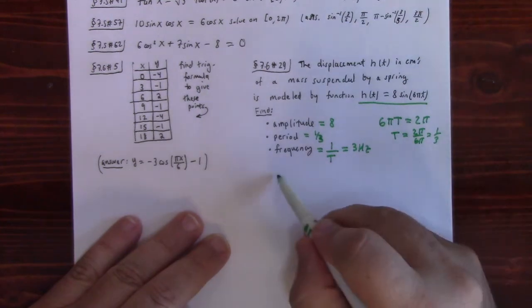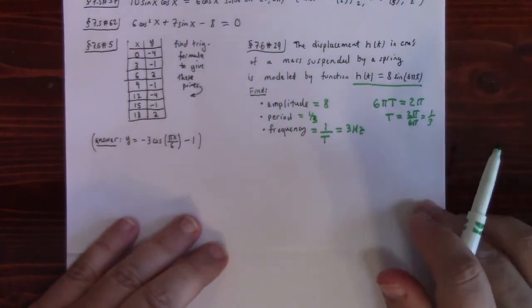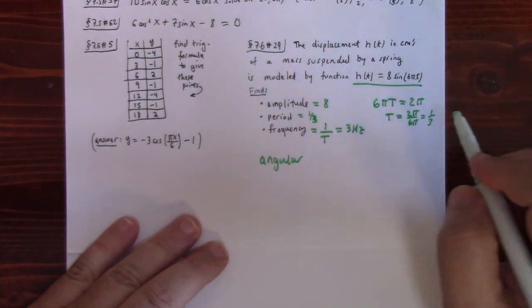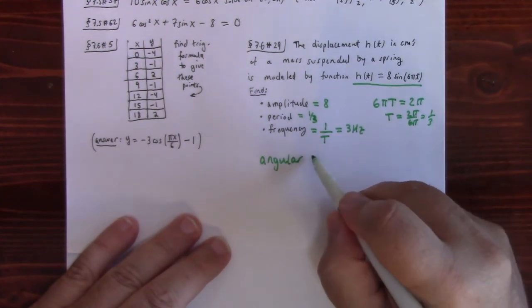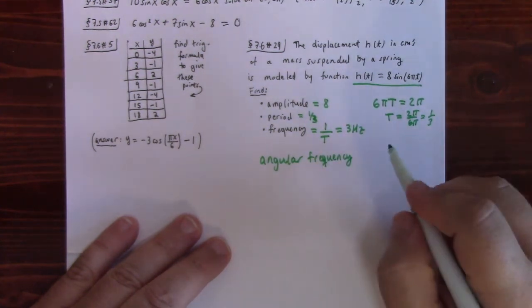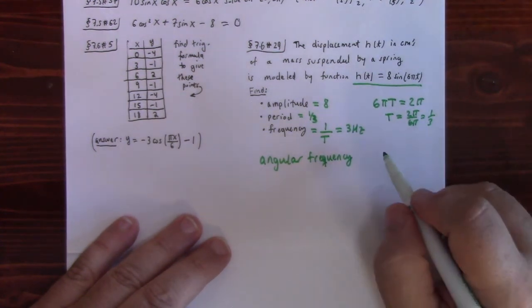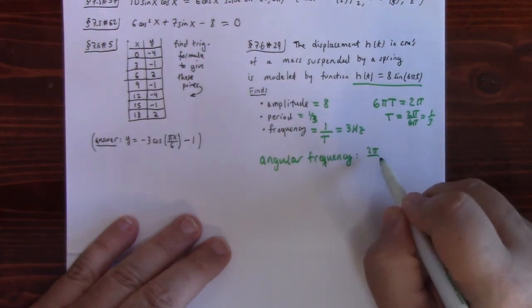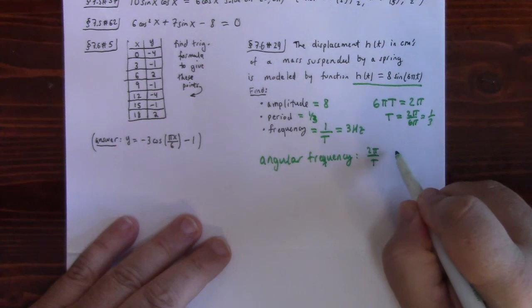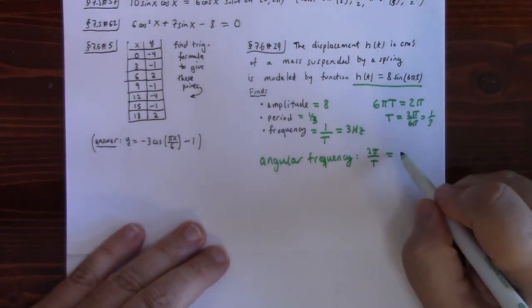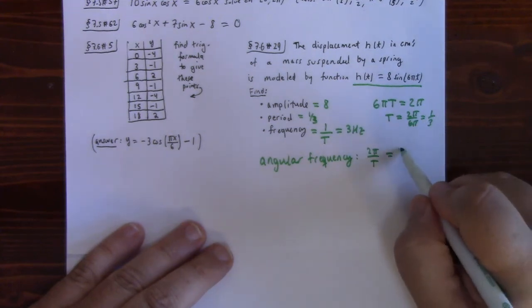Now physicists sometimes don't want frequency, they want what's called angular frequency. So angular frequency is radians per second. Now your book doesn't ask about this, but if you were to want the angular frequency, I believe you just do 2 pi over T, and that would give you 6 pi radians per second, I guess.